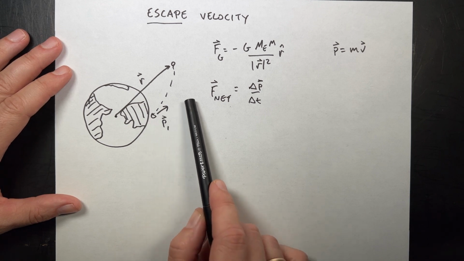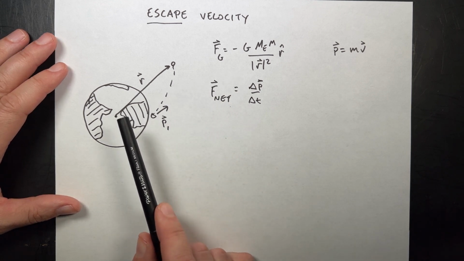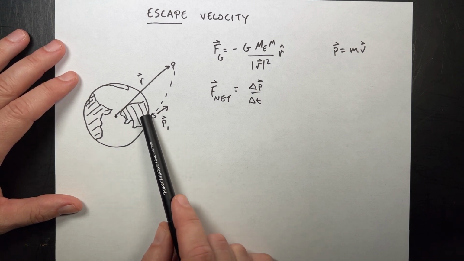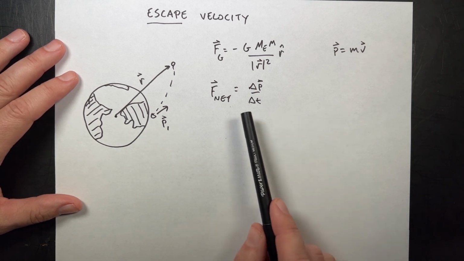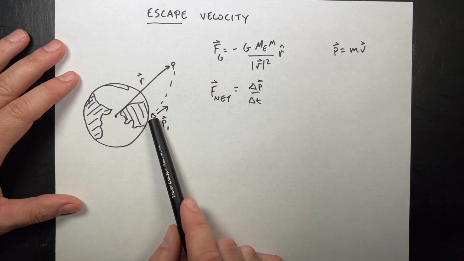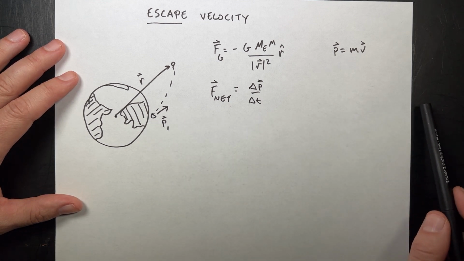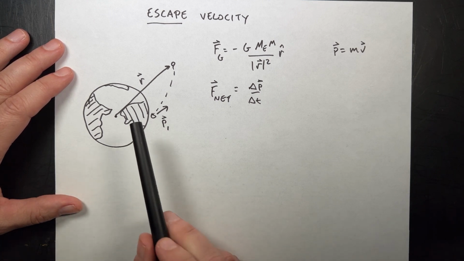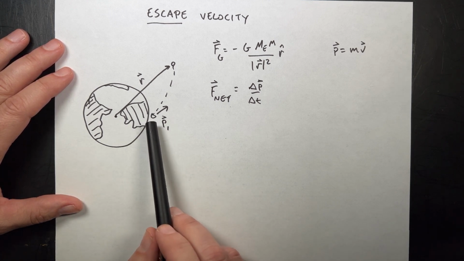It's going to move around, and it's probably going to come back down. The faster you throw or shoot it, the further away it's going to get. Is there some value of speed such that it will go so far away that it never comes back? That's the escape velocity. And yes, there is. There's a speed that you can throw this and it will never come back.